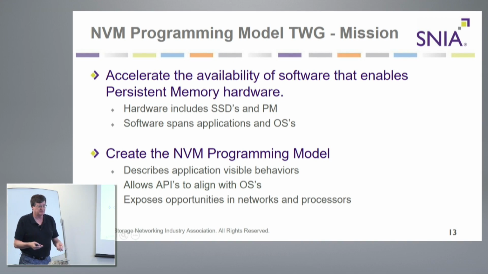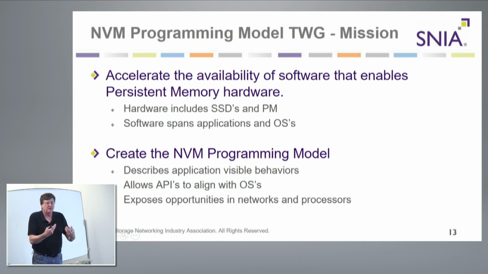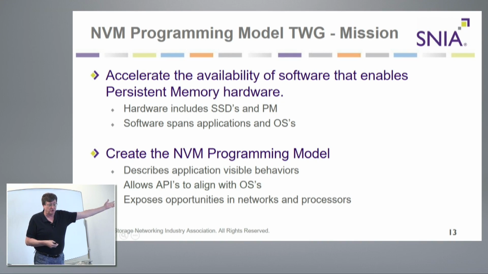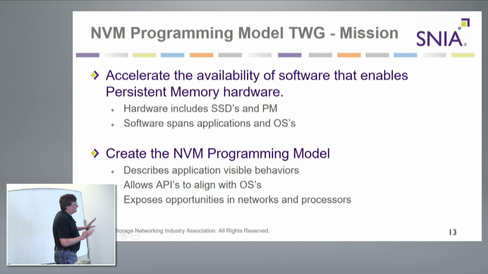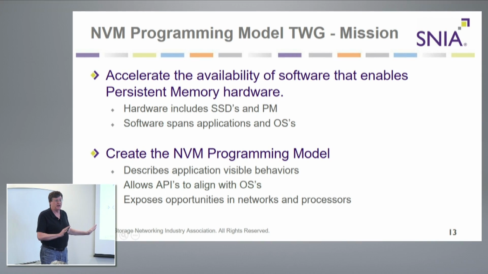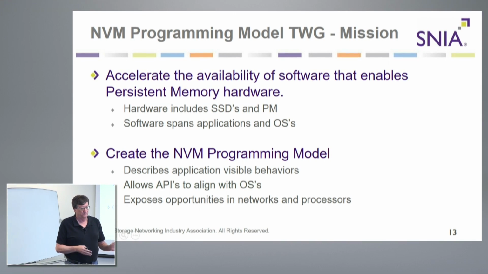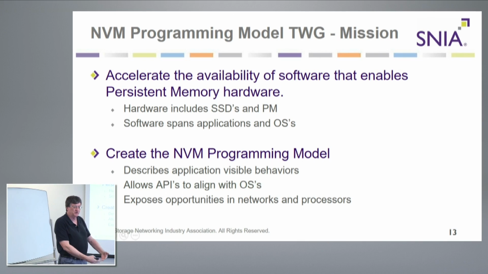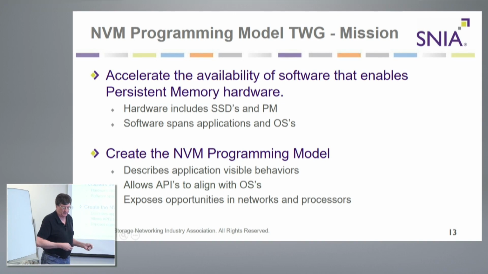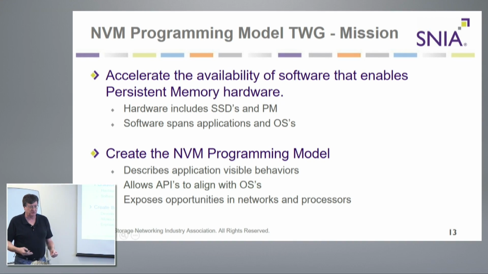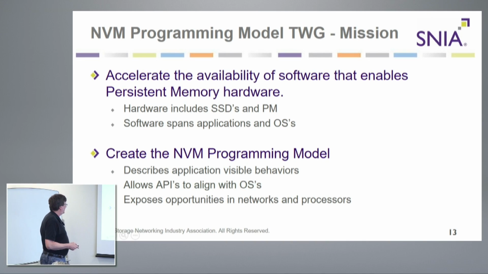So we created this programming model, and it describes behaviors. That's one thing it does. How does this stuff behave? We want to describe that up to the application so the application programmer can know how to access it correctly. Now, this is not an API. So if you open this document expecting an API, that's not it. This is a programming model. If you're a programmer writing code, you would use this perhaps to create an API for your application or for your file system or for your OS, right?